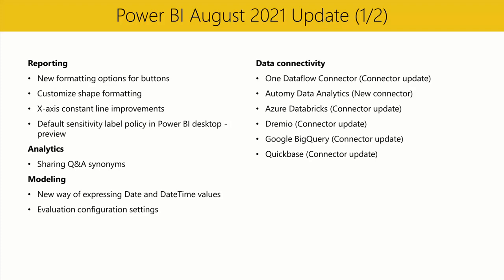Next, we're excited to announce the release of the Automi Data Analytics connector by Ace Royalty. Automi provides integrated software and data solutions for process automation. The Automi connector for Power BI enables you to combine multiple data from workflows and processes into a single data layer on demand without copying or moving data. The connector can be found in the Online Services category of the Get Data dialog.